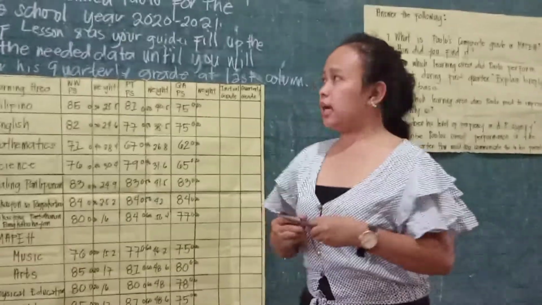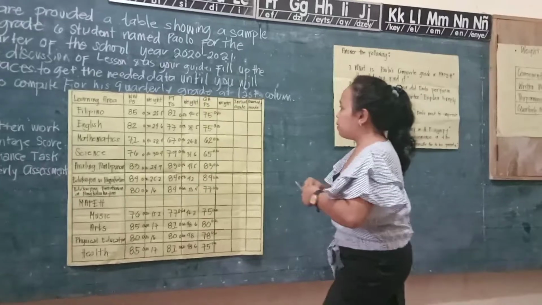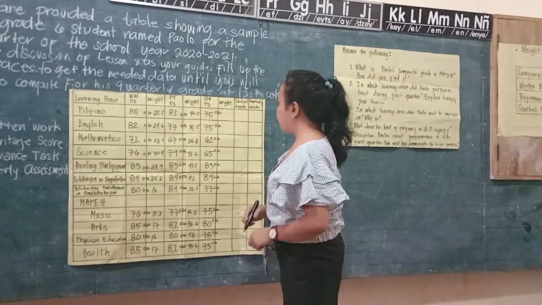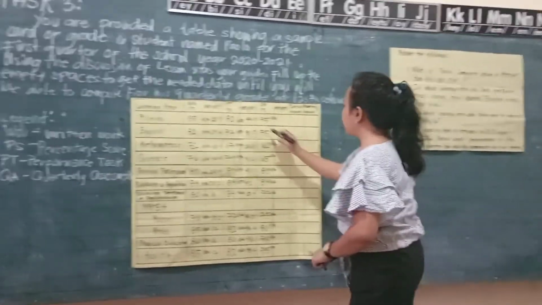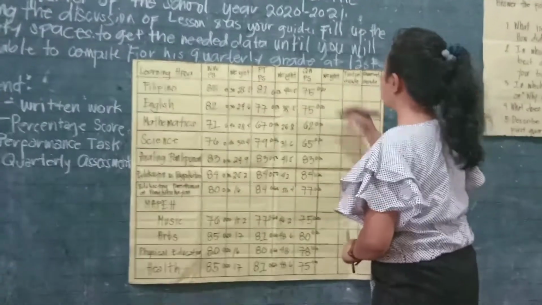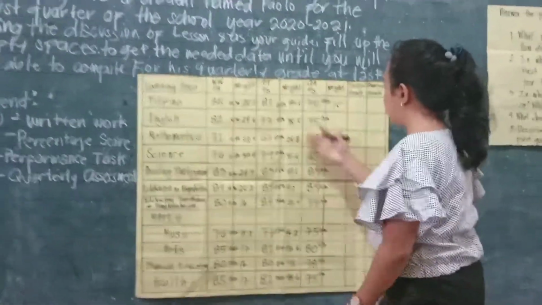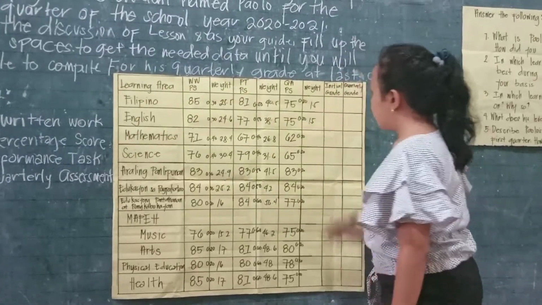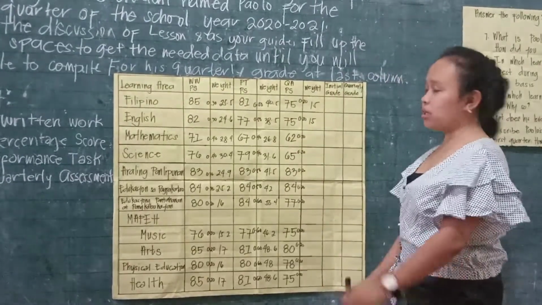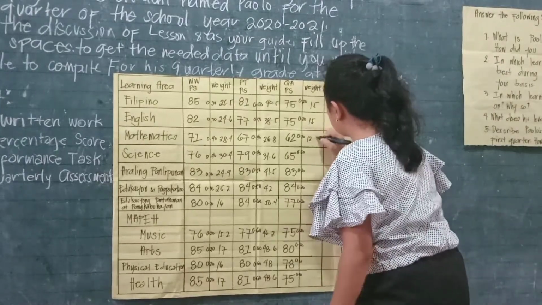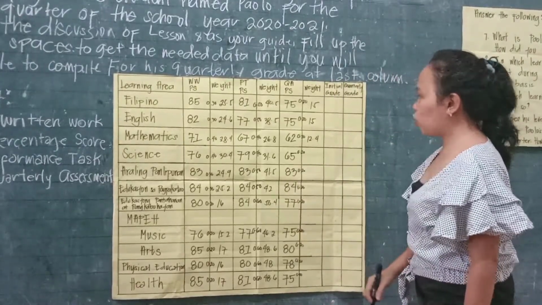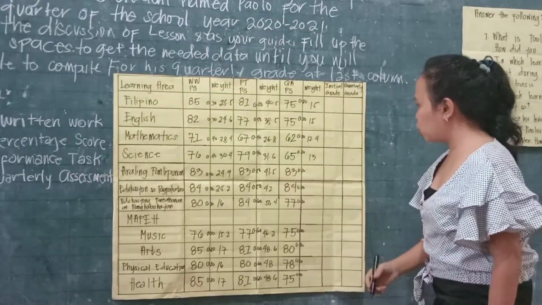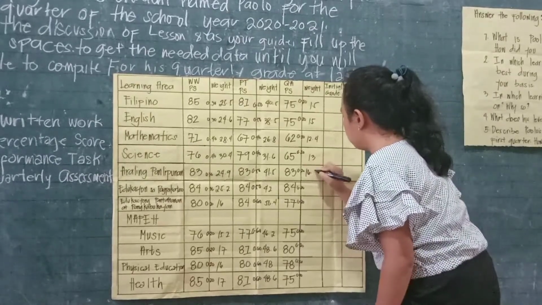So, let's get the weighted score by multiplying the percentage score to the weight of component. So, 75 times 0.20 is 15. 75 times 0.20, 15. 62 times 0.20 equals 12.4. 65 times 0.20 is 13. 83 times 0.20 is 16.6.